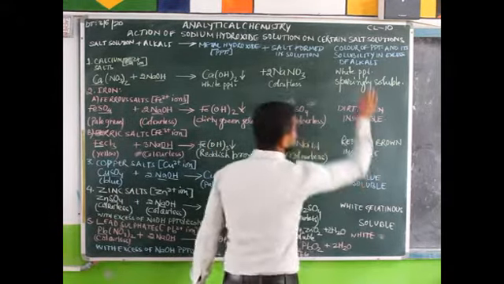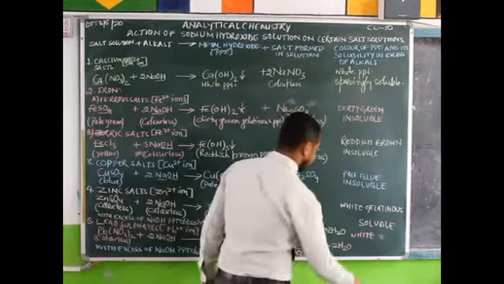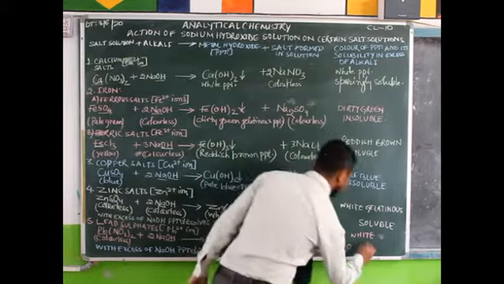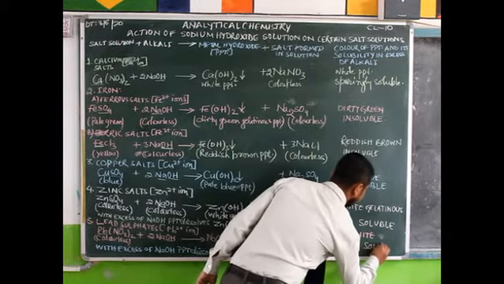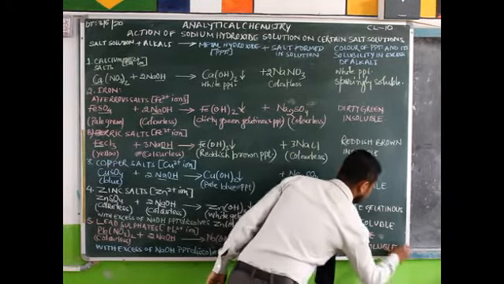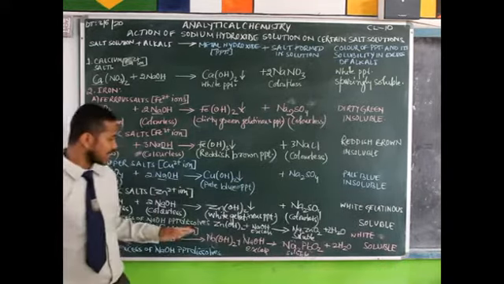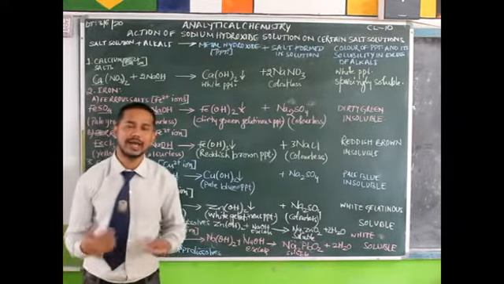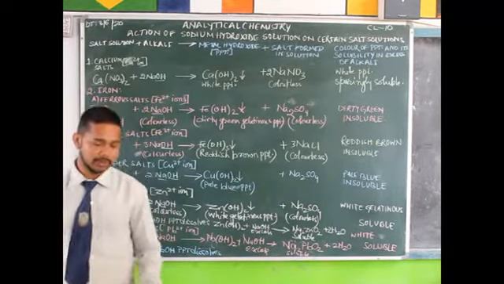And that means with excess of sodium hydroxide, this lead hydroxide is also soluble. With excess of sodium hydroxide, lead hydroxide is also soluble.